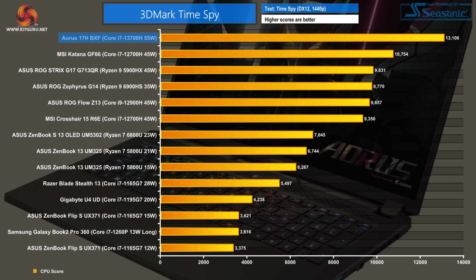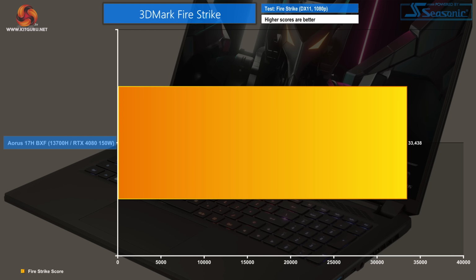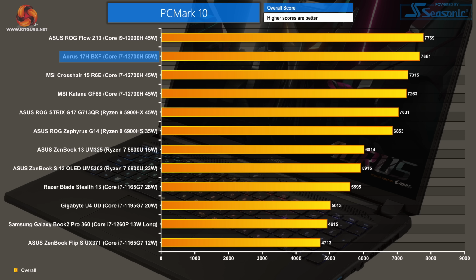3DMark's TimeSpy CPU score is excellent with the new Intel Core i7-13700H inside the Aorus 17H, and we got a Firestrike score of just over 33,000 points, which you can compare against your own system and other laptops if you are interested. For PC Mark 10's overall score, the Aorus 17H was ranked second, just behind a Core i9 equipped Asus laptop, though we really do not put too much weight whatsoever on this benchmark.